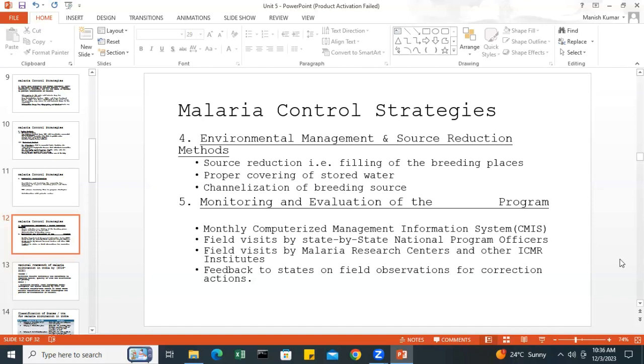Especially during rainy season or post rainy season, the Delhi Municipal Corporation and different municipal corporations visit house to house, and they see whether there are any potential breeding sites. Especially they give tablets if people are using coolers and all. So these are the probable breeding sites. So the fifth one is monitoring and evaluation of the program.